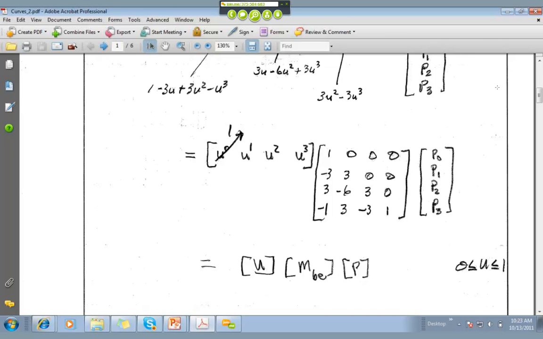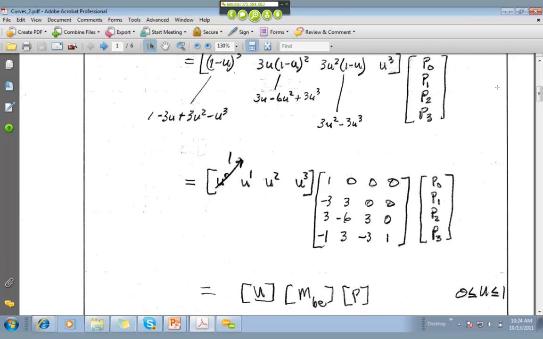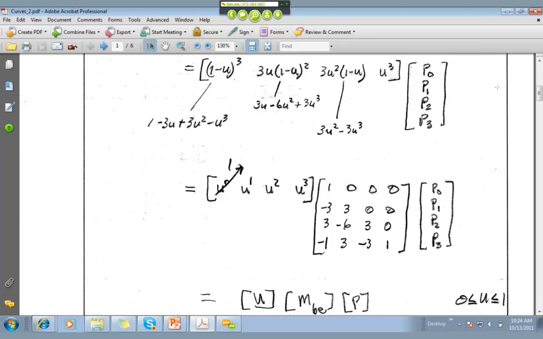So this MBE matrix, whenever you see it, is going to have the expansion of the coefficients of, let's go back a little bit, right there. So what's the coefficient on this term? Is 1. What's the coefficient on this? Is 3. The coefficient on that is 3. 1. Those coefficients get written down the diagonal, down the first column, and across the bottom row.